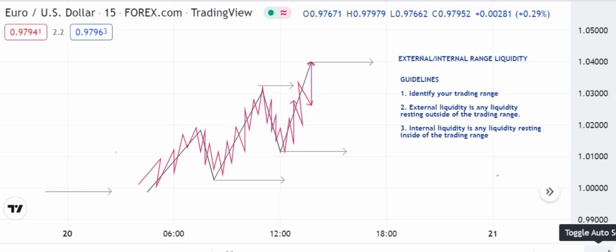The first guideline is that number 1, you need to identify your trading range. That's the key. And number 2, then you can now identify your external liquidity, and your external liquidity is any liquidity resting outside of the trading range. And then you can identify your internal liquidity, which is any liquidity that is resting inside of your trading range.